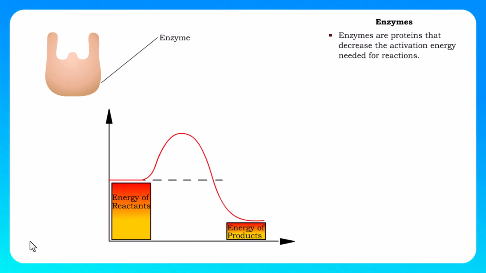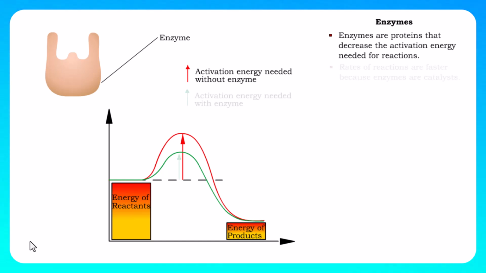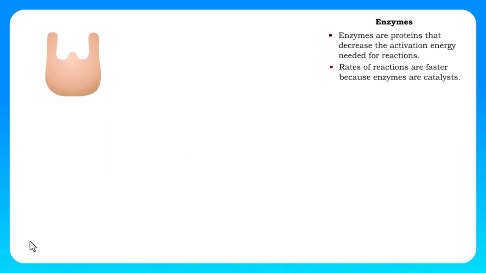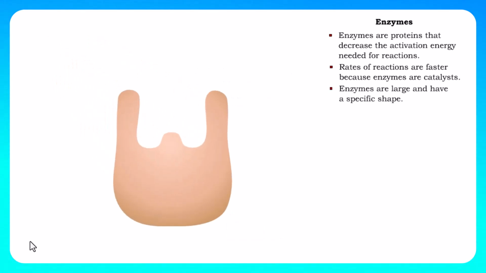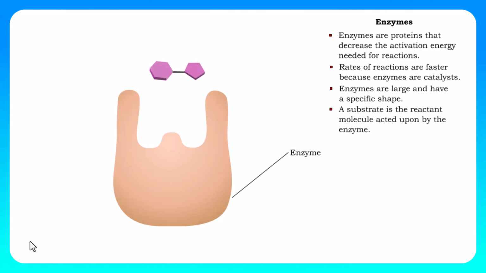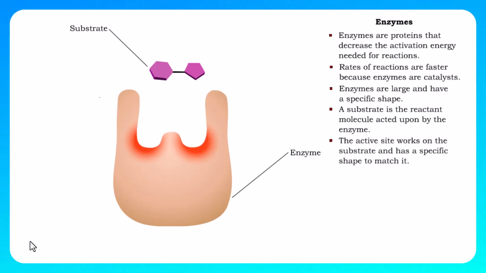Enzymes are proteins that solve reaction rate problems in living systems by reducing the activation energy needed for chemical reactions. Enzymes are therefore catalysts that speed up chemical reactions. Enzymes are large proteins with specific shapes. The molecule that an enzyme acts upon is called a substrate. The active site has a specific shape for its substrate. The products are the results of enzymatic activity.